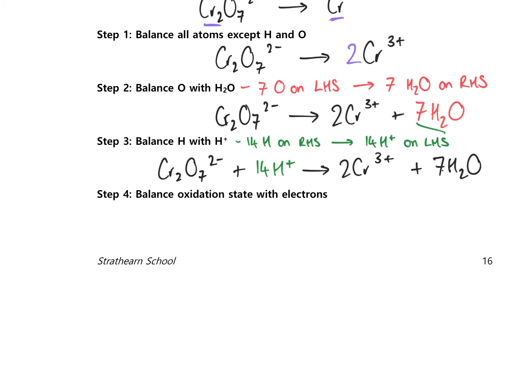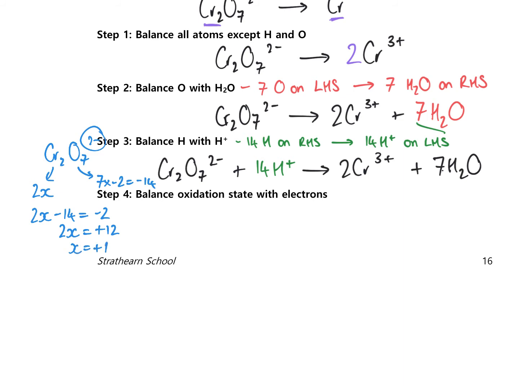So again, we need to work out the oxidation state of chromium on the left hand side. So that's Cr2O7 2-. So we've got 2x here from our 2 chromiums. And we have 7 oxygens, so that's going to be 7 times minus 2, which is minus 14. And that's all going to equal a charge of minus 2. So 2x minus 14 equals minus 2. Rearrange for x, that becomes 2x equals plus 12, x equals plus 6. So the oxidation state of each chromium atom on the left-hand side is plus 6.